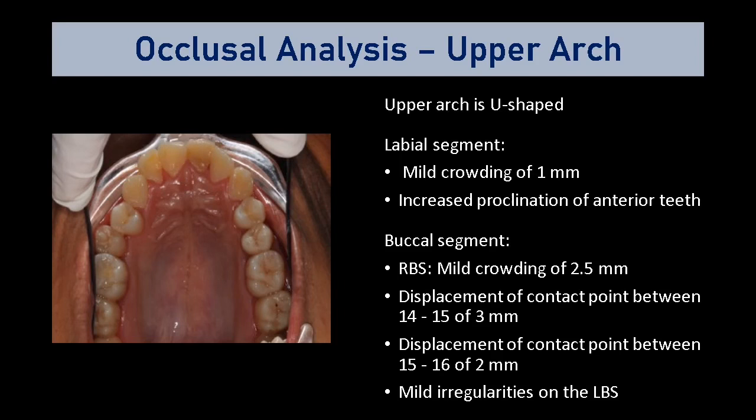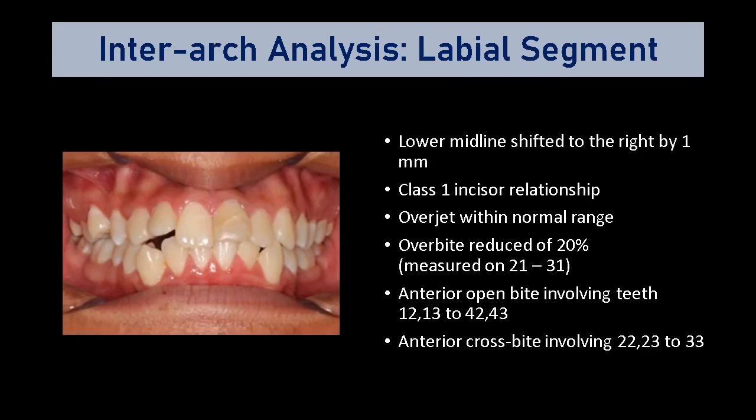left buccal segment. For the inter-arch analysis, on the labial segment, the lower midline is shifted to the right by 1 mm, considering that the upper midline coincides with the facial midline. Patient has class 1 incisor relationship. The overjet is within the normal range. The overbite is reduced by 20%, which is measured on tooth 2-1 to 3-1.